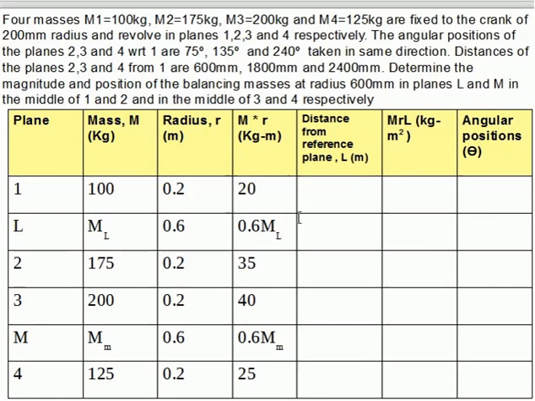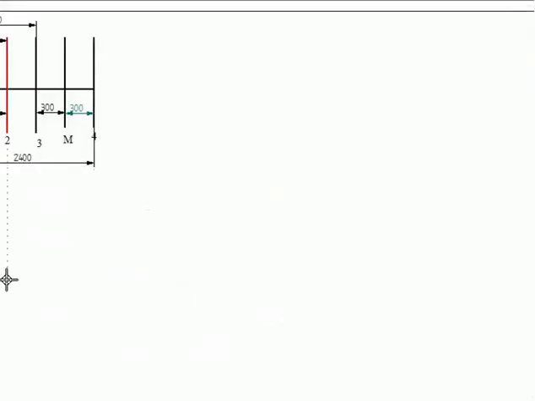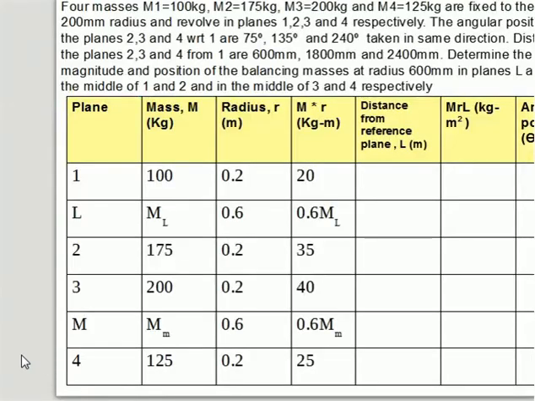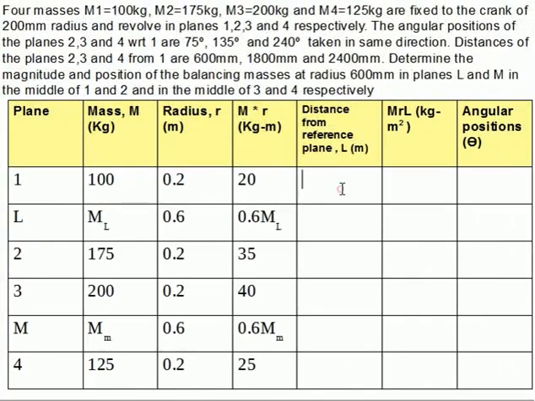So distance from L to 1, L is the reference plane because the mass present in plane L is unknown. We'll refer to this diagram. L to 1 it is 300, but we are measuring distance towards the left side because 1 is located on the left side of L. Therefore this dimension has to be negative. So distance from L to 1 will be minus 0.3 in terms of meter. So this will be minus 0.3.